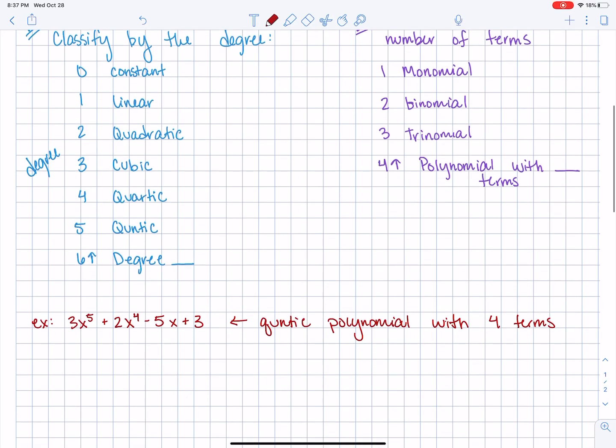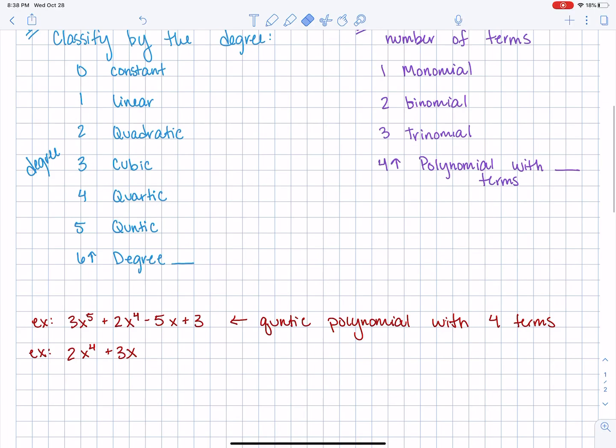We could use another one here. So another example, let's do 2x to the 4th plus 3x. Okay, this is highest degree of 4, and it has 2 terms. So highest degree of 4 and 2 terms, that means that we're going to go ahead and call this one a quartic binomial. That's the name of it.